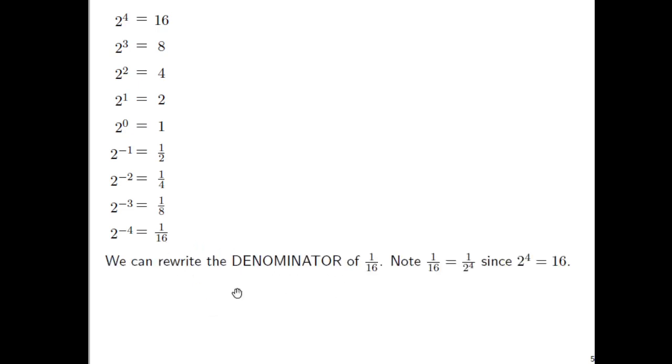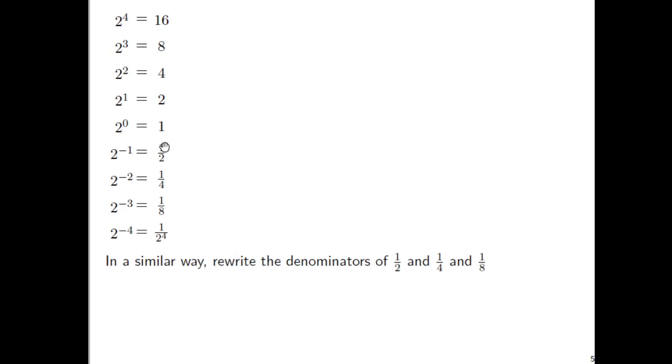By the way, we can rewrite the denominator. So in 1 over 16, the denominator is a 16, and another way to write 16 is 2 to the 4th, right? Since 16 can get replaced with 2 to the 4th, we saw up here 2 to the 4th is 16. So I rewrote this, just stepping back and forth in the slides. So instead of 1 over 16, I'd like to write 1 over 2 to the 4th.